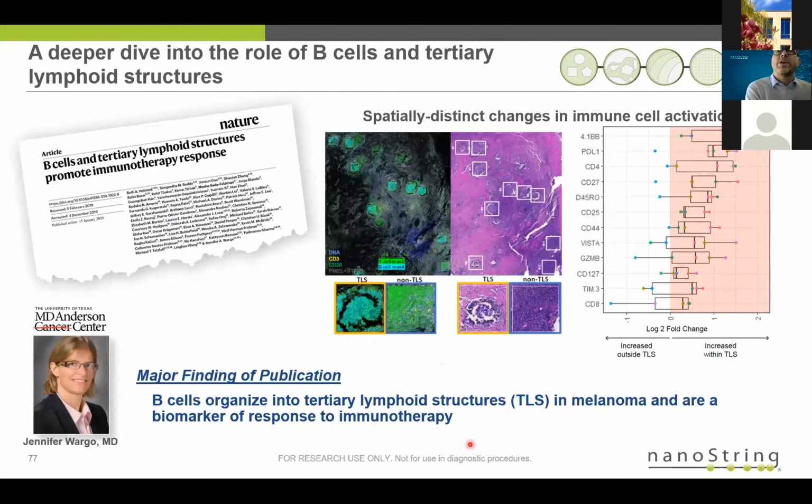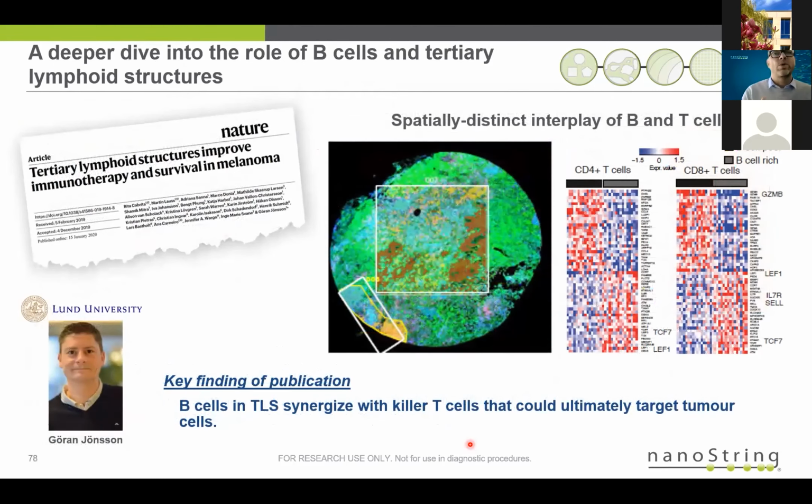Nine months later, they got the Nature publication. Here they decided to look at inside and outside of tertiary lymphoid structures. They found that B cells organize into TLSs in melanoma and are a biomarker for response to immunotherapy. They worked with Lund University. They were co-authors on each other's papers, and Joran Jonsson also found that B cells and TLSs synergize with killer T cells to target tumor cells.